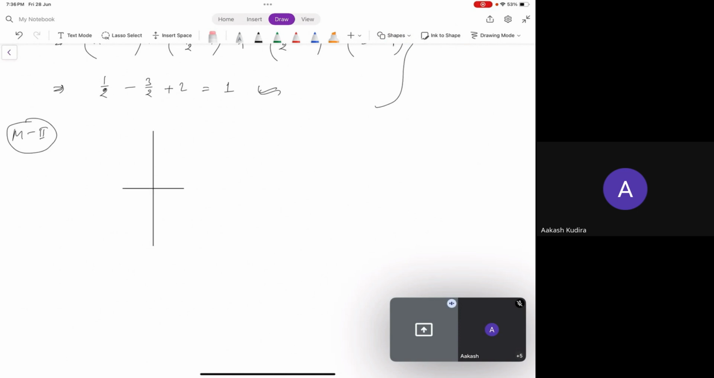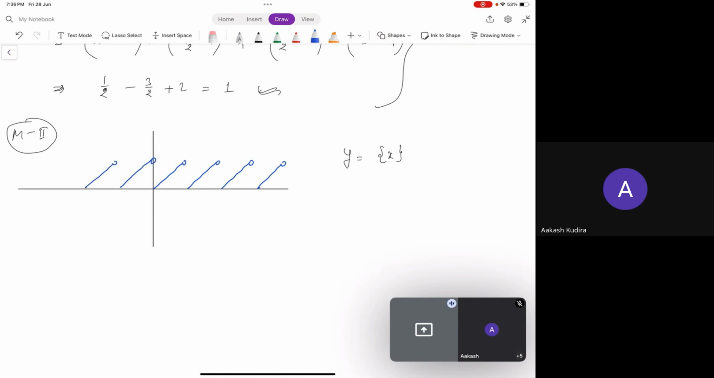Make the graph. I know very well the graph of y equal to the fractional part of x. The graph is like this. How many of you know this graph? Please let me know, please, fast.